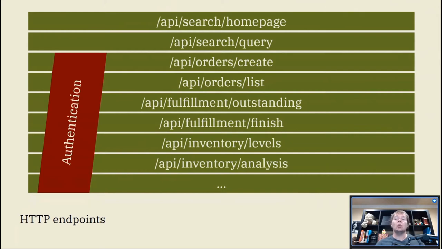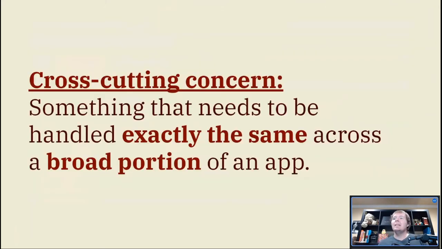So the idea behind a cross-cutting concern is this. It's something that needs to be handled exactly the same across a broad portion of an app. Regardless of what kind of functionality is represented by some particular area of an application or a specific endpoint, a cross-cutting concern needs to apply to that one specific area exactly the same as it's applied to another one, and another one, and so on throughout the app.